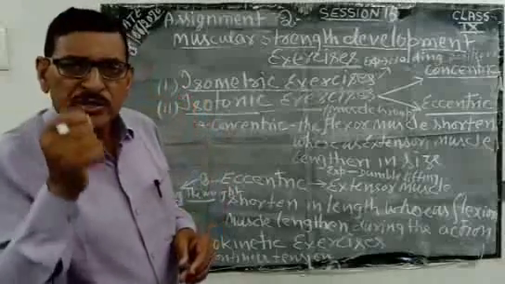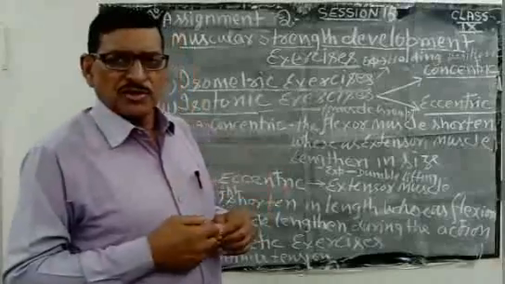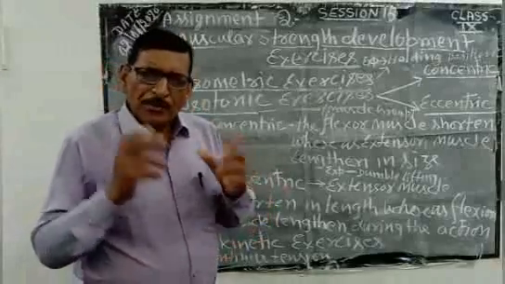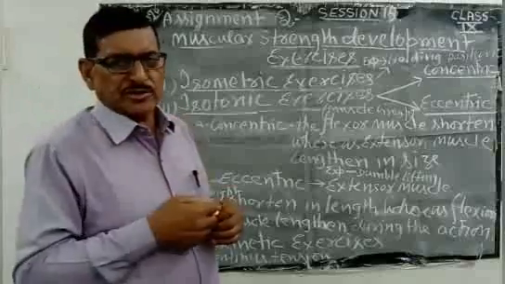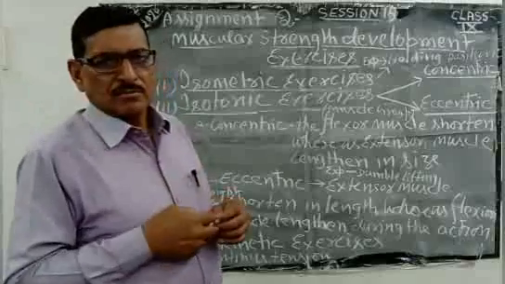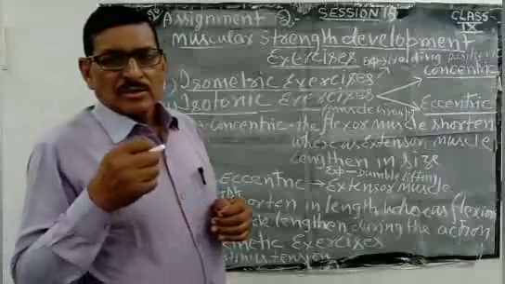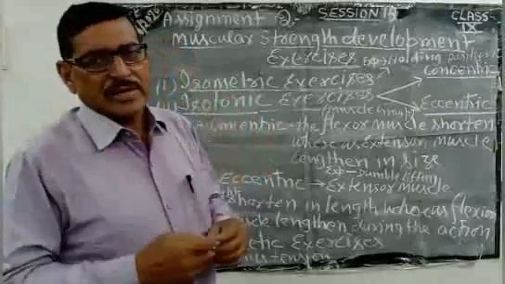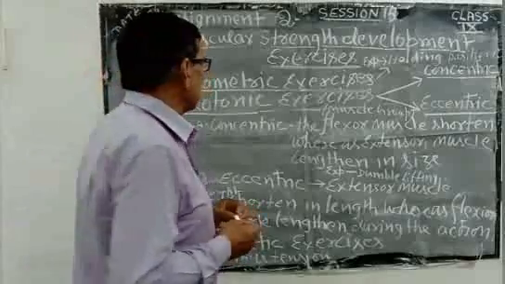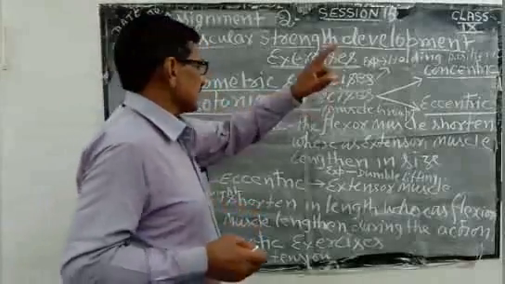Work done is zero. Now, children, lot of pressure exerted on resistance by a person during the exercise. So this one is isometric exercise.